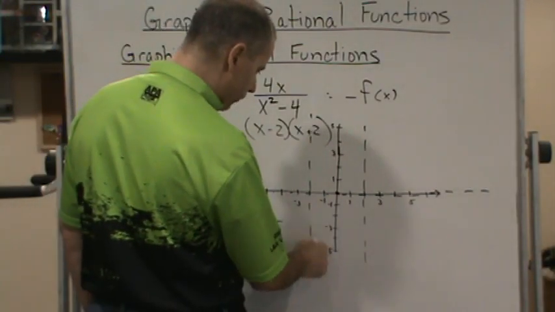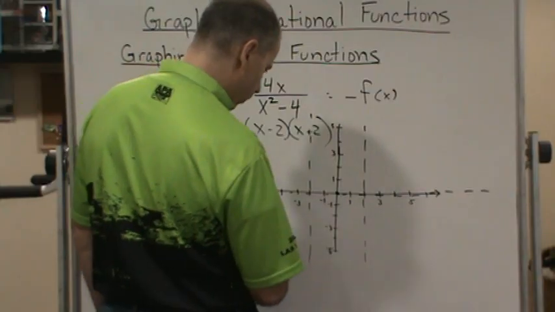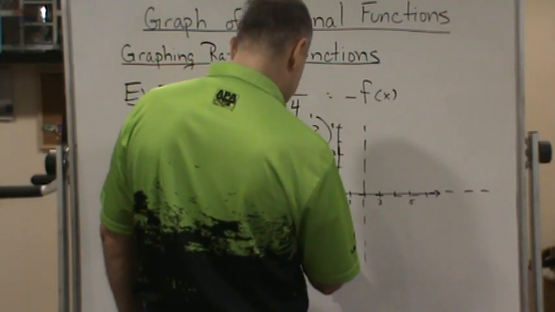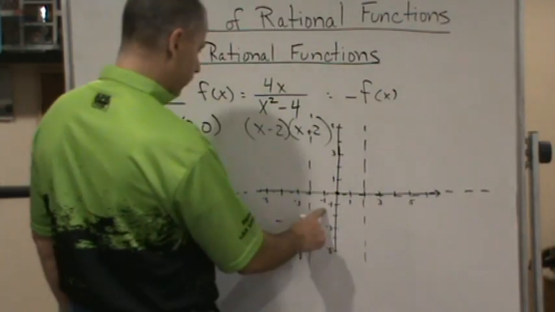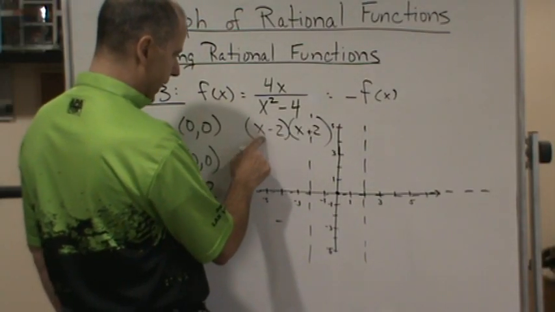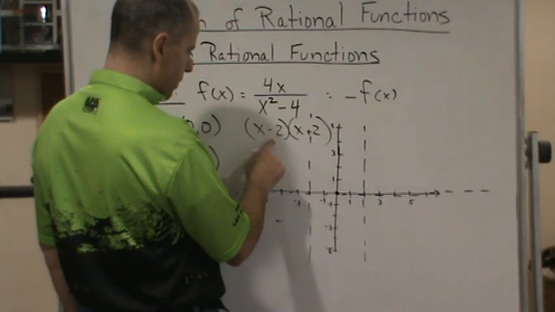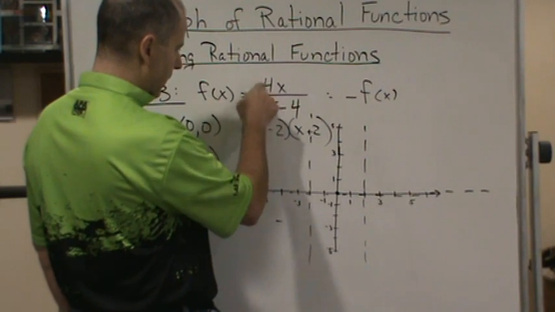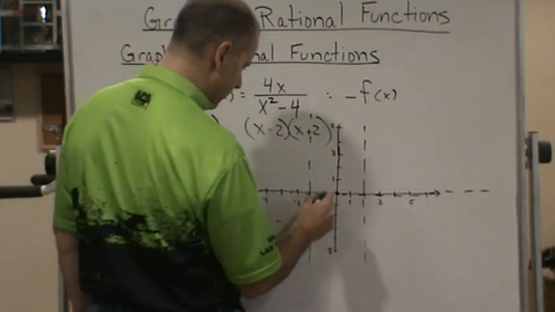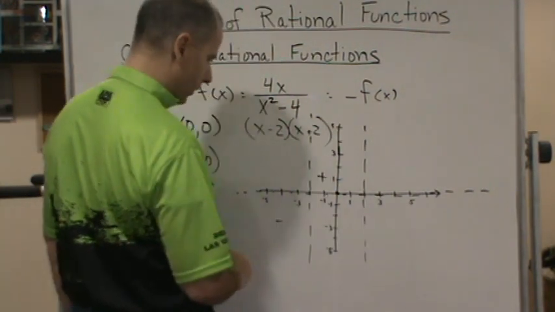If we're in this interval here, where are we at? So in this interval, let's do -1. If we do -1, we're going to be negative, positive, which is going to give us negative. This will be negative, so negative divided by negative is positive. So we're going to be positive up here.